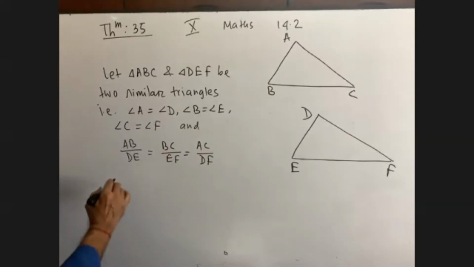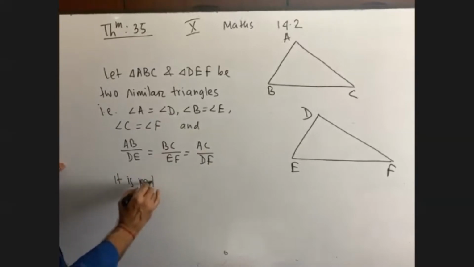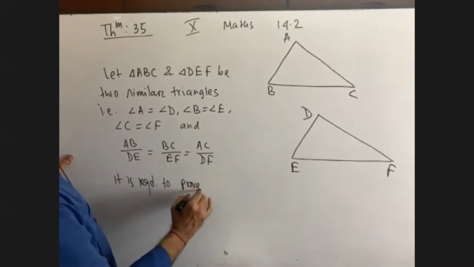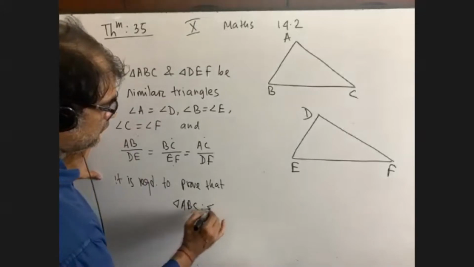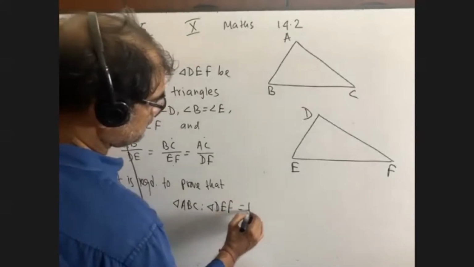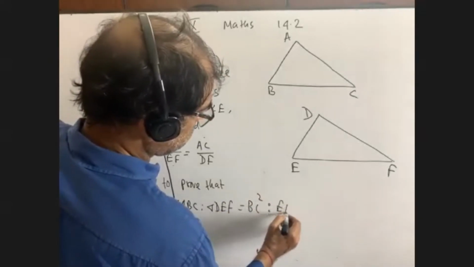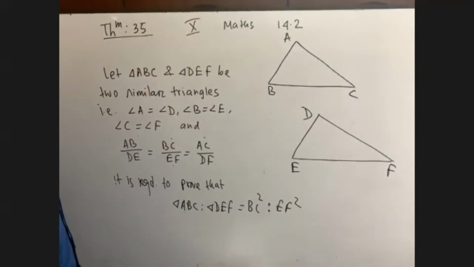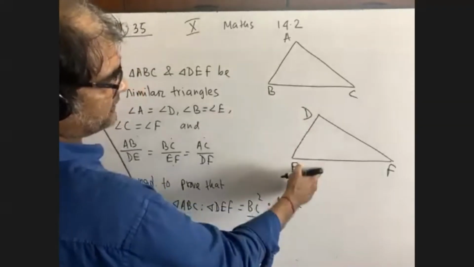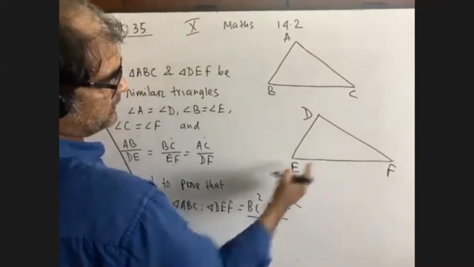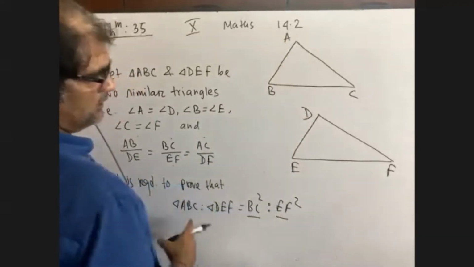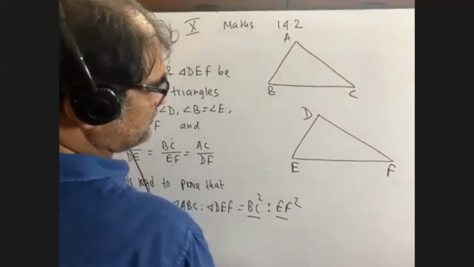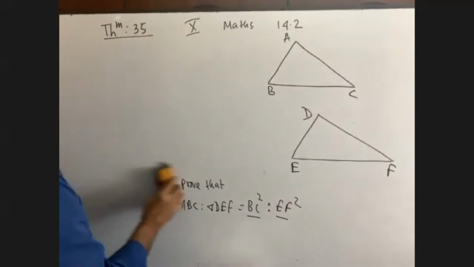It is required to prove that triangle ABC is to triangle DEF is equal to BC square is to EF square. Please try to understand what I wanted to tell you. If in the question it is told, then you keep these two in the base. BC is the base here, and here EF is the base. If it is told here AB and DE, then AB would be considered as the base, and DE would be considered as the base. What will be wanted will be considered as the base.